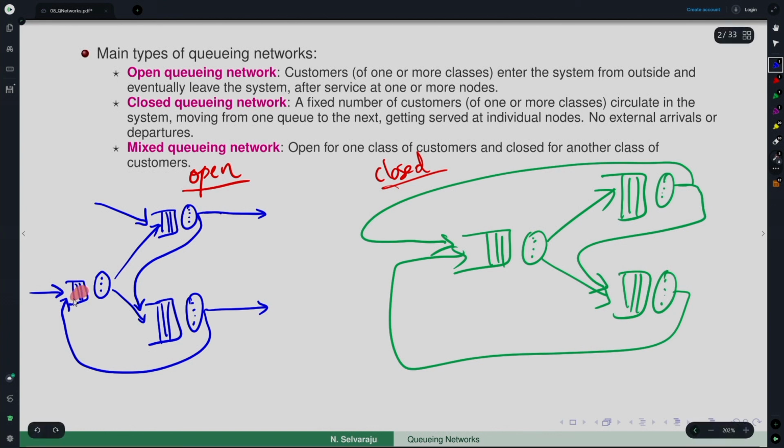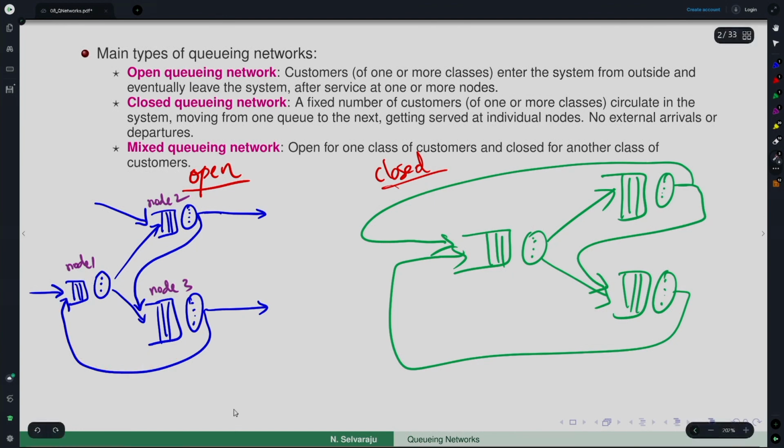Say for example, from here, this node is connected to this node and this node. This node is connected to this node only. It is not connected to node 1. Suppose I want to give names, say node 1, node 2, node 3. So, node 1 is connected to node 2 and node 3, node 2 is connected to node 3, node 3 is connected to node 1.